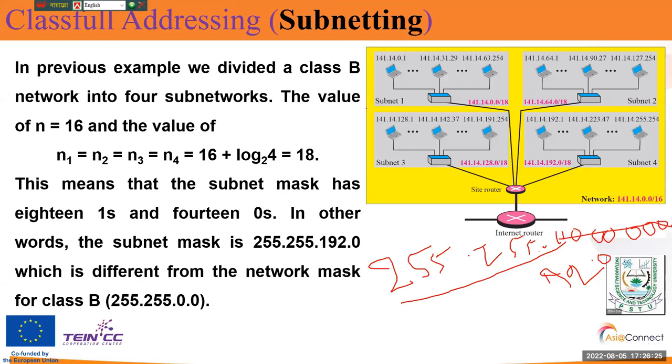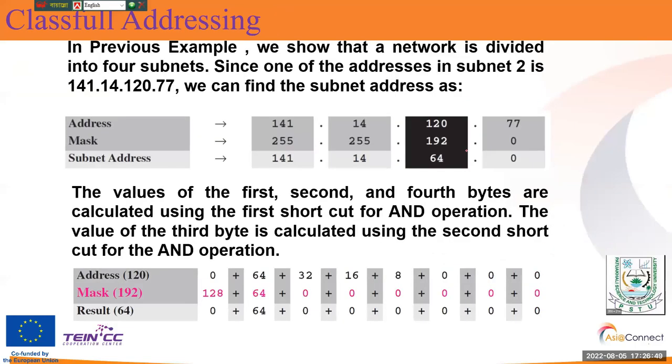So the subnet mask is 255.255.192.0, which is different from the network mask for class B. If we have an IP address like 141.14.0.1 and we do the AND operation with this subnet mask 255.255.192.0, then we can easily find the network address. So you can see it.